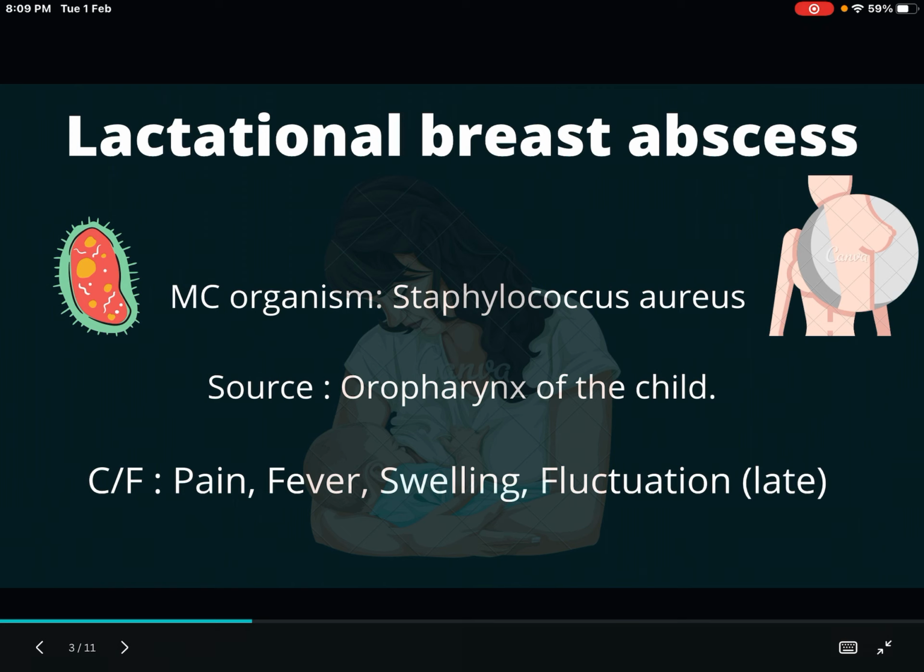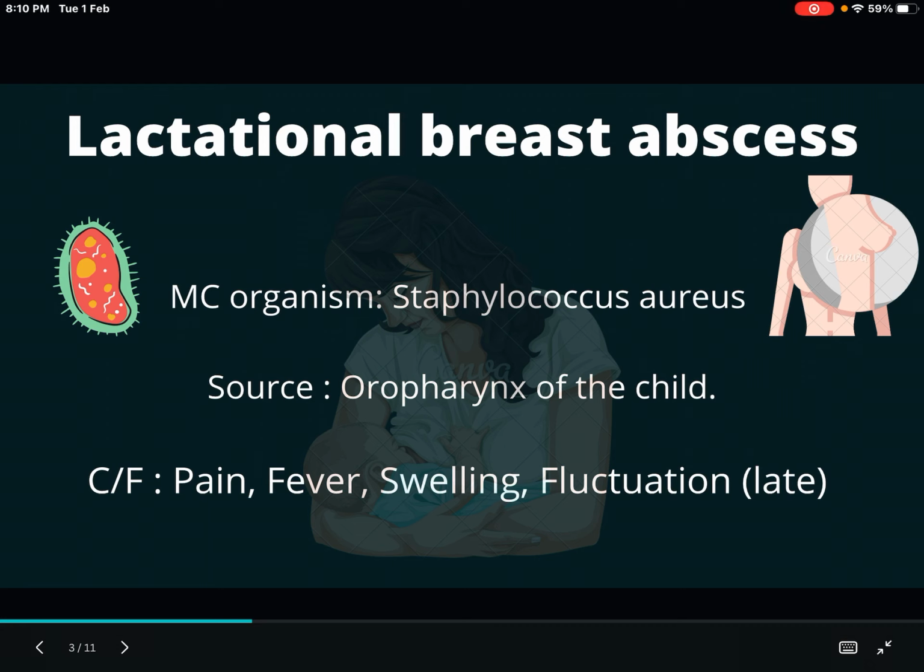First point. What is the most common organism? The most common organism in the lactational breast abscess is Staphylococcus aureus. And the source of infection is obviously oropharynx of the child. So most common organism we know, Staphylococcus aureus, and the source of infection is oropharynx of the child.